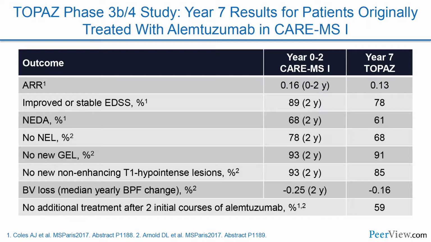Alemtuzumab also resulted in a durable suppression of MRI disease activity over 7 years in the CARE-MS-1 patients. A durable reduction in brain volume loss was also observed with alemtuzumab treatment. 59% of patients had no additional treatment course after the 2 initial courses of alemtuzumab through year 7. Alemtuzumab had a consistent safety profile through year 7, and the overall incidence of AEs decreased over time.